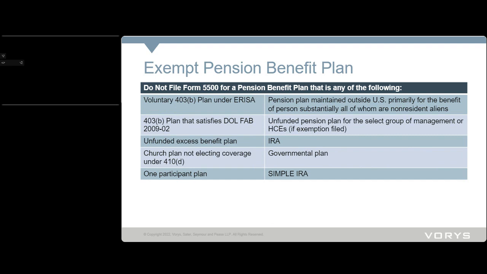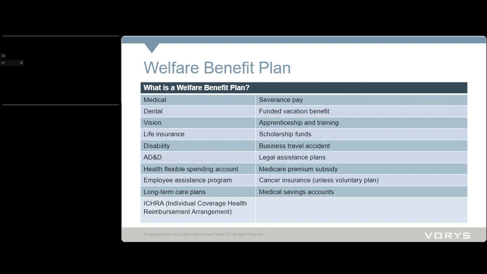This chart also quickly shows some examples of pension benefit plans that are exempt from Form 5500 filings, such as voluntary 403(b) plans under ERISA, IRAs, and church plans, for example.